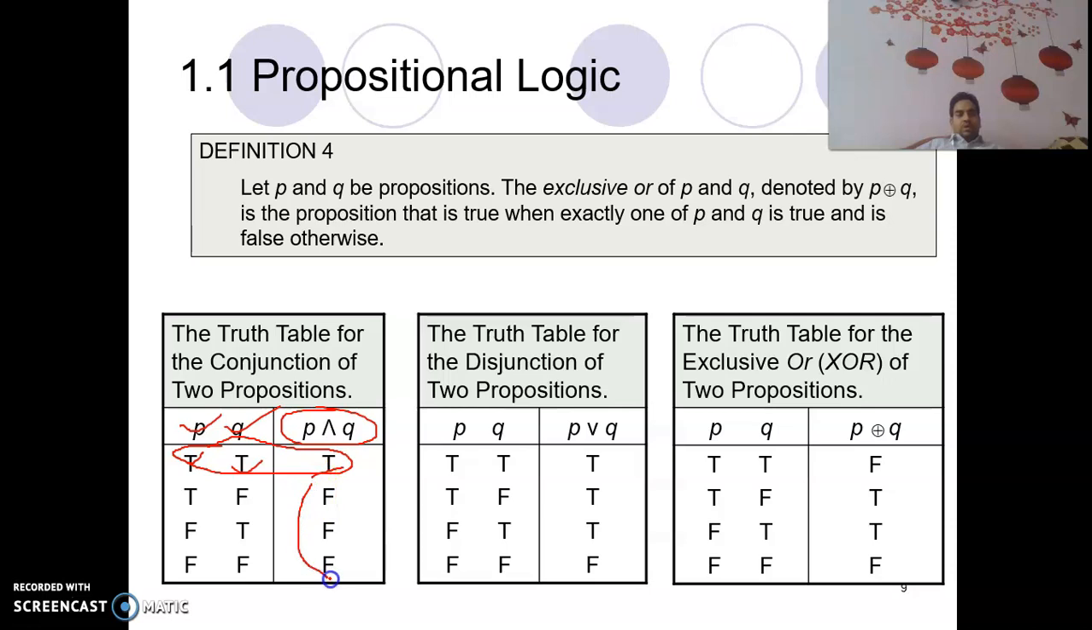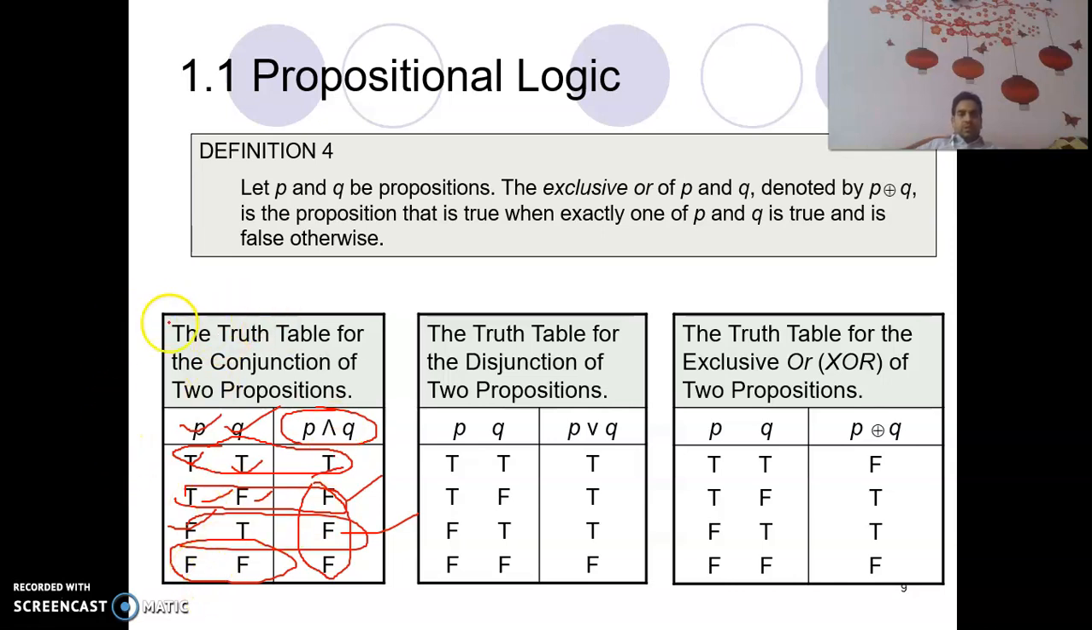In all other cases it will be false, because in all other cases only one variable among P and Q is true. We can see in this particular row, P is true but Q is false. So if any one of the variables is false, then definitely the whole conjunction will be false. Again, we can see in this row P is false. So if P is false, then definitely the whole conjunction will be false. Again, in this case both variables are false. If both are false, then definitely the conjunction will be false.